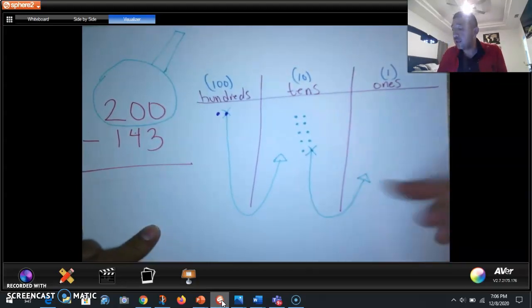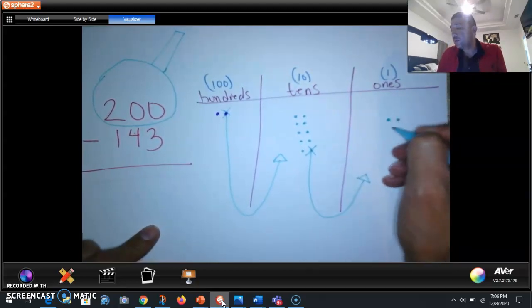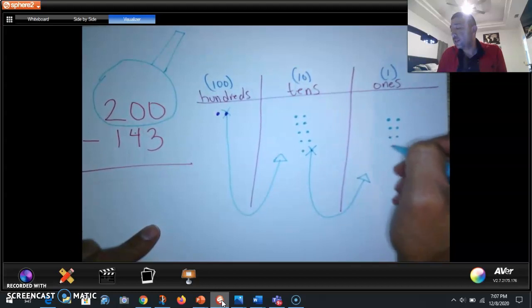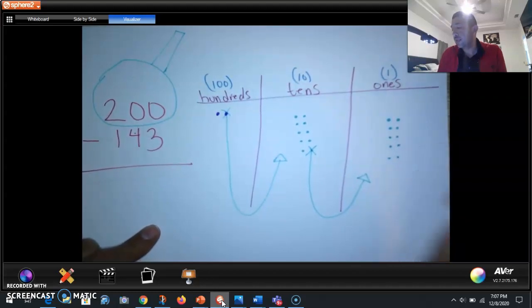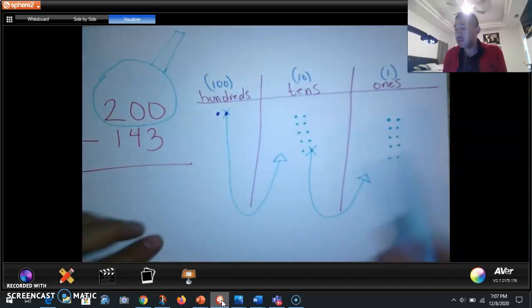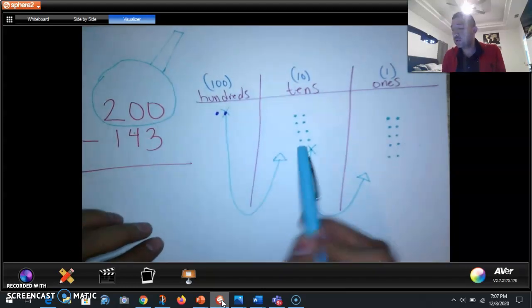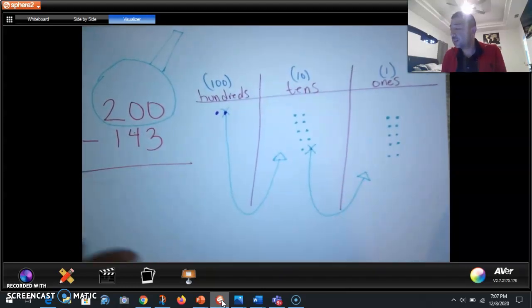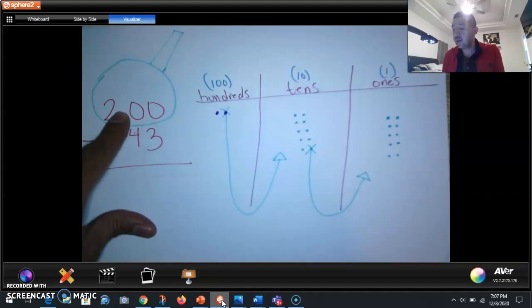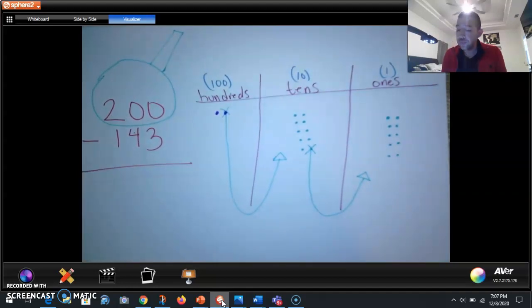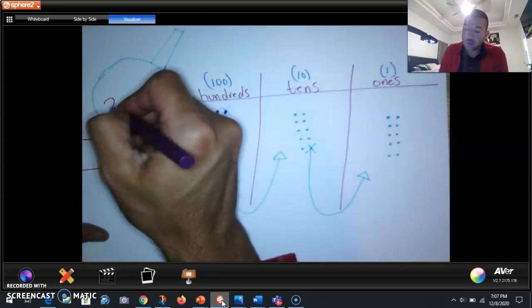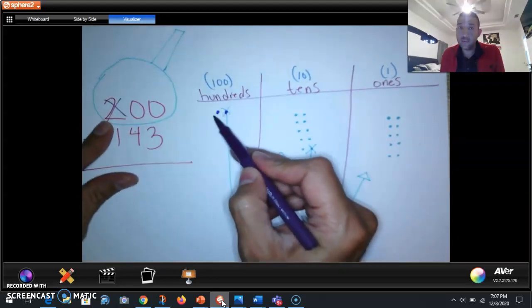So that 1 ten becomes 10 ones. 1, 2, 3, 4, 5, 6, 7, 8, 9, 10. Now, boys and girls, now that we decompose or unbundle 2 times, it's time to rewrite our whole. Okay? So, boys and girls, 200 is now 100.